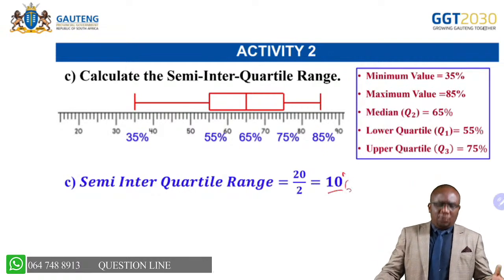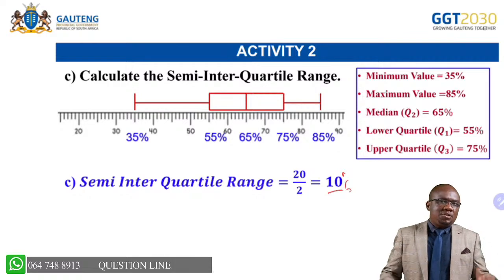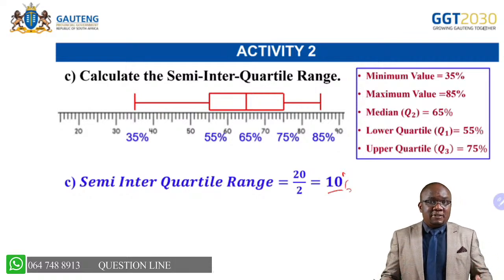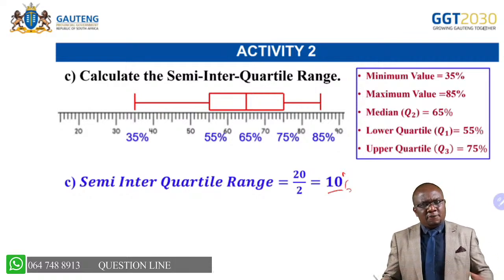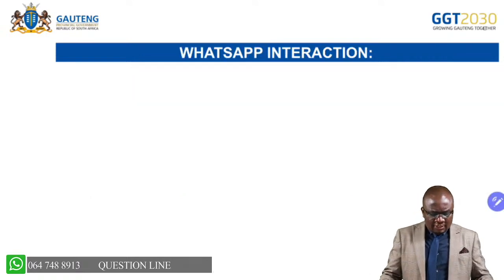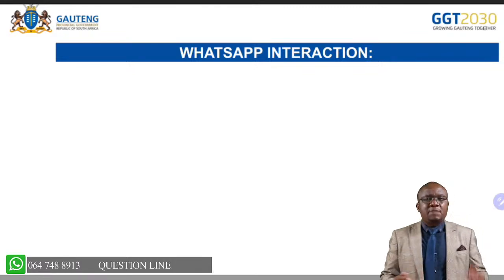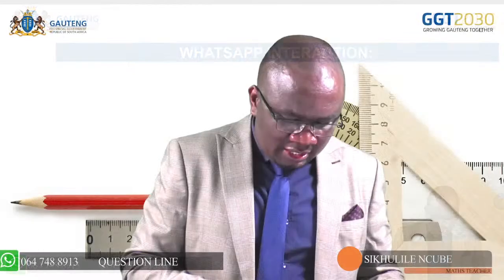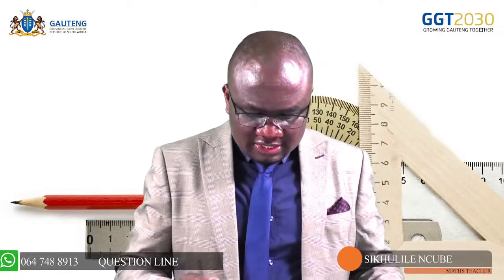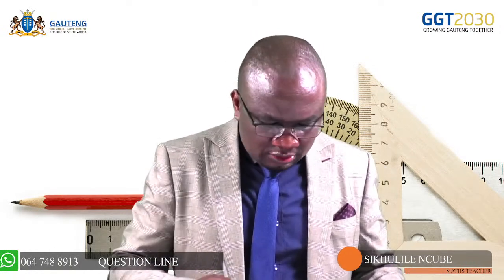Right. So we have done a lot under these two topics, the measures of central tendency and the measures of spread. Now, I want to check if we have any WhatsApp questions, but we try to cover a lot of questions during the lesson. Let's see. Okay, I think all the questions have been answered.